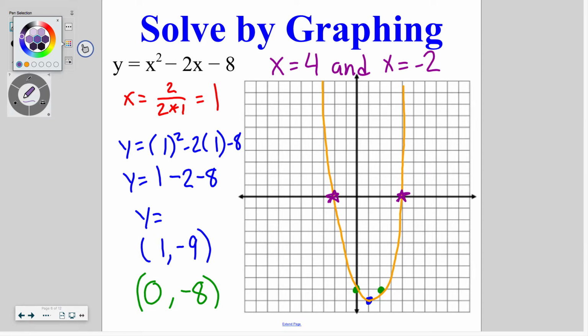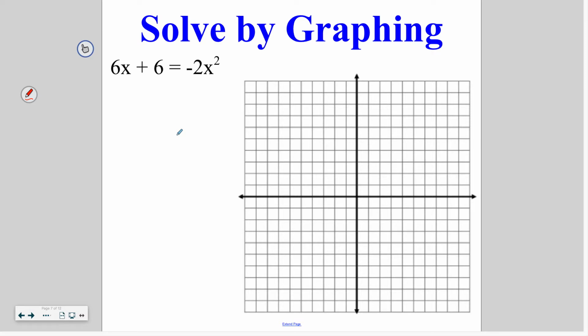Again, solving for x first, you're going to get positive 1. Plugging that back in, you're going to get negative 9. So your vertex is at 1, negative 9. Your y-intercept is at 0, negative 8. So we've got those 3 points down at the bottom. Your symmetry point is then going to be 2, negative 8. Drawing that parabola upwards, you end up with 4 and negative 2.